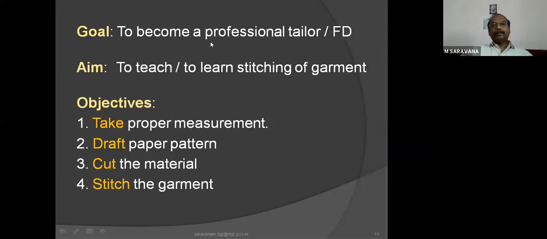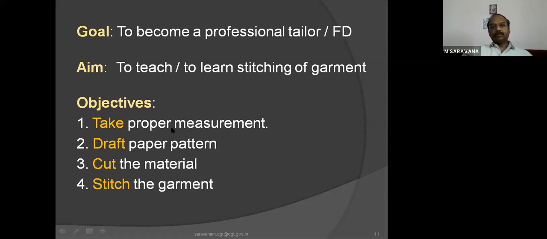Here are a few more examples for goal, aim, and objectives. To become a professional tailor or a fashion designer, that will be the goal. The aim is to teach or to learn stitching of a garment. Stitching of a garment, I have to learn, and garment stitching, I want to teach. These are the aim. Our intention is our aim. And how can we write objectives? After teaching this, what the participant or learner will be able to achieve: take proper measurement, draft paper pattern, cut the material, and stitch the garment.